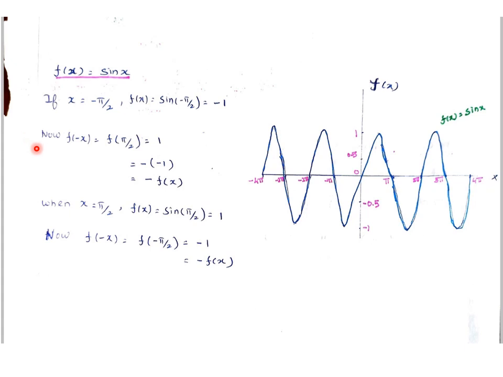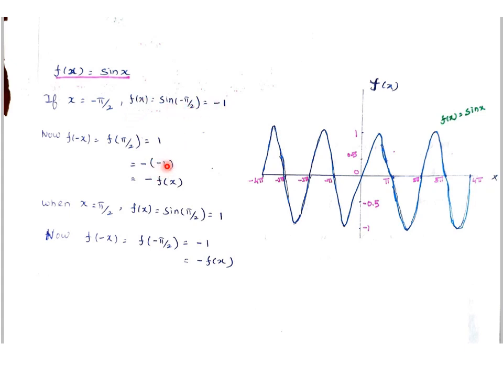Now, we have to show that f of minus x equal to minus f of x. Therefore, f of minus x, for x equal to minus pi by 2, minus x will become f of pi by 2, that is f of pi by 2 equal to sin of pi by 2, that is equal to 1. This one can be written as minus of minus 1, which is equal to minus our value f of x, that is f of x equal to sin of minus pi by 2 equal to minus 1.